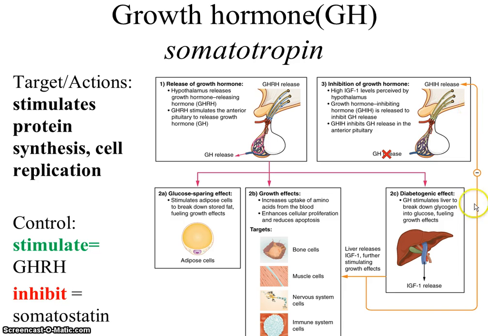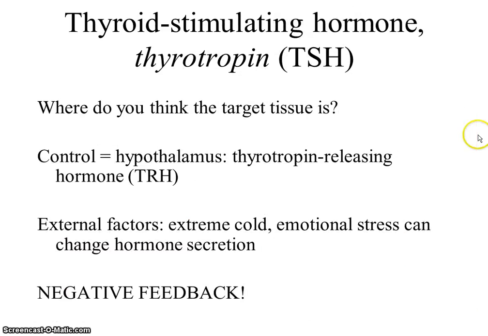Now, of course, there's negative feedback shown right here, right? So we only want to produce so much growth hormone, it's very powerful, before we want to have a feedback in which then the hypothalamus releases a growth inhibiting hormone, and the anterior pituitary stops making growth hormone. All right, so thyroid stimulating hormone, or thyrotropin, definitely targets the thyroid, right? Controlled by, again, a releasing hormone. It is influenced by other things like cold and stress. It is definitely negative feedback, as most everything will be.